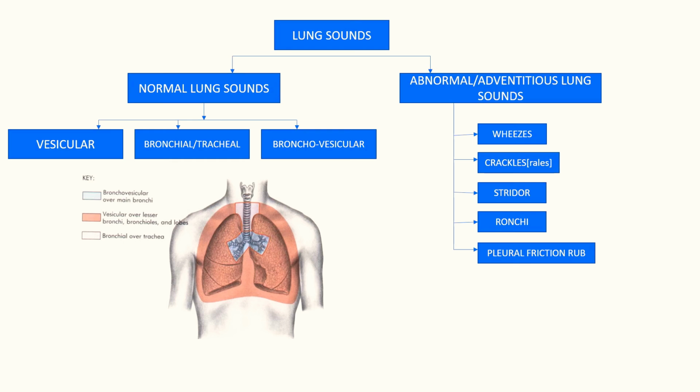And there are different types of abnormal lung sounds. Let us study them in detail. There are wheezes, crackles, stridor, rhonchi, and pleural friction rub.